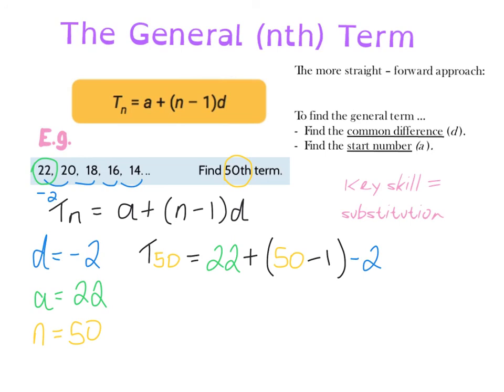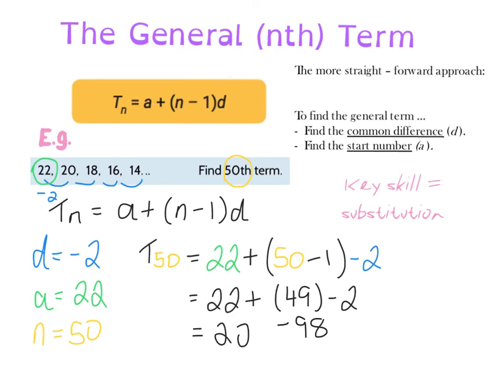Now we simply use BIMDAS again. So I have, well, 22 stays there. Deal with my brackets first. Well, 50 minus 1 is 49, multiplied by minus 2. 49 multiplied by minus 2 is minus 98. So you've 22 minus 98, which is minus 76. And that makes sense because you're going back 2 each time, so the 50th term should be a negative number.